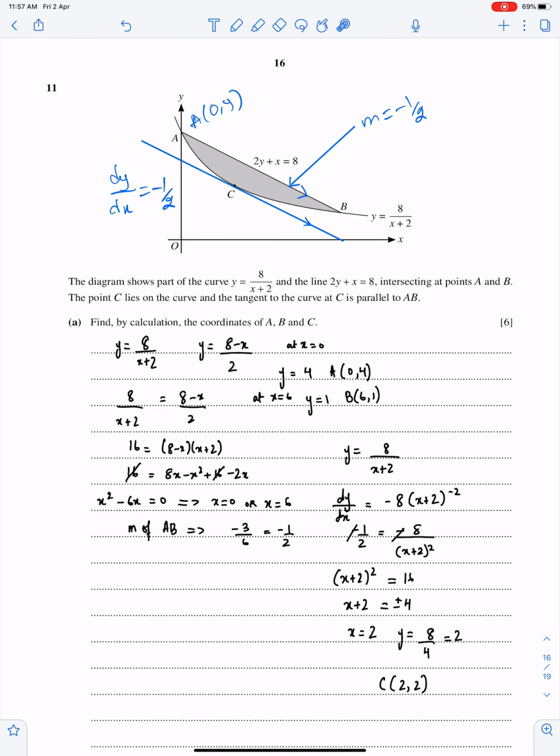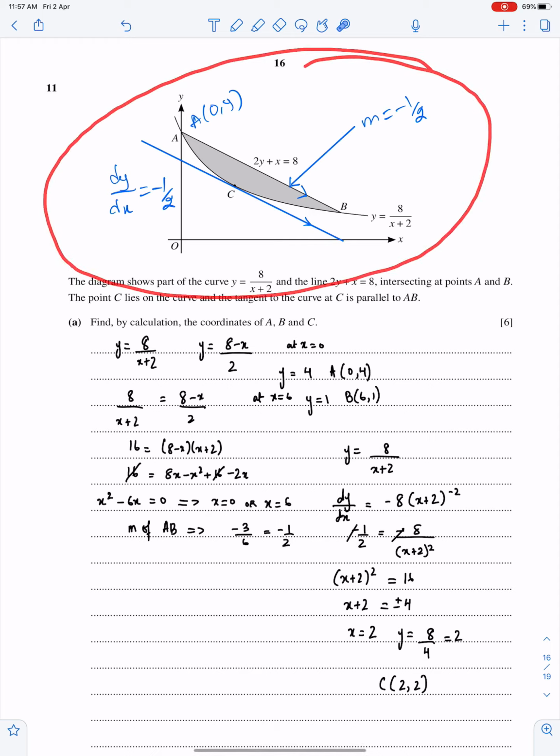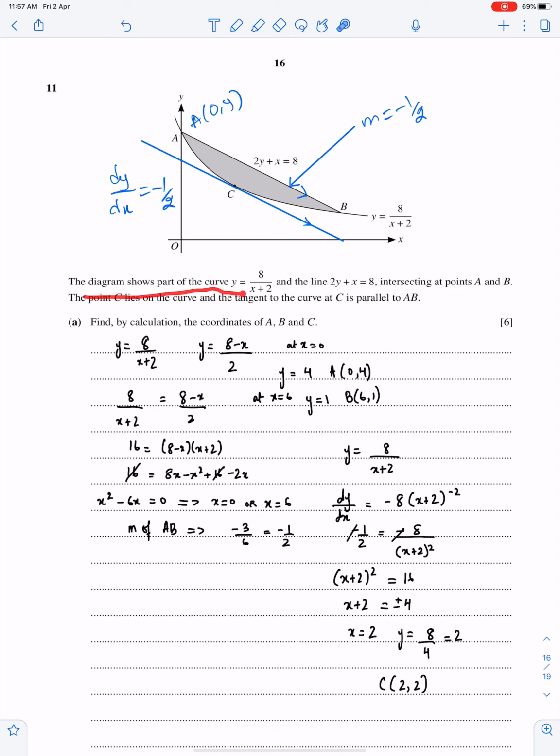Question 11. The diagram shows part of the curve y = 8 upon (x plus 2) and the line 2y plus x = 8 intersecting at points A and B. The point C lies on the curve. So this point is on the curve and on the line. This is the intersection point of this line and this curve. And the tangent at C is parallel to AB. This is the tangent. Tangent at C is parallel to AB.